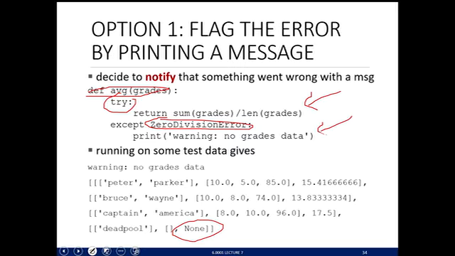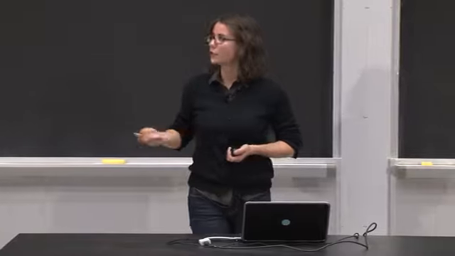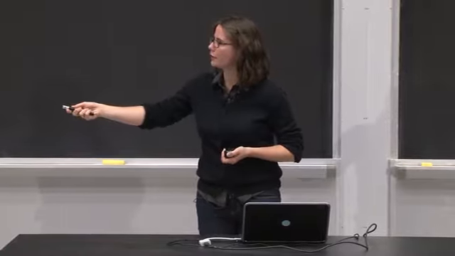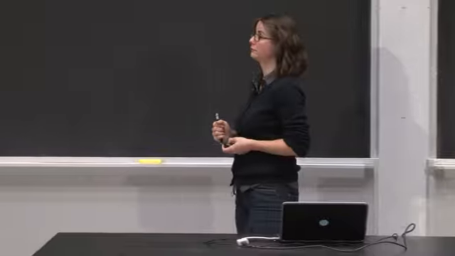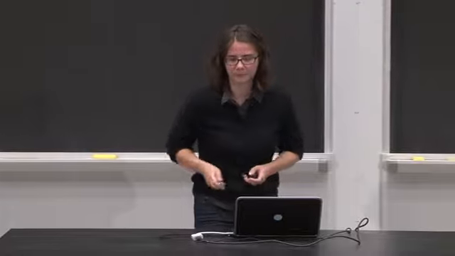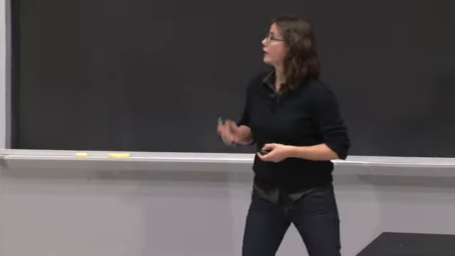That's because when we entered this except statement, right, if this is a function, remember functions return something. This function in this particular except statement didn't return anything, right? So it returns a None. So the average for this person who didn't have any grades associated with them is going to be a None. So that's our first option, to just flag the error and print a message.